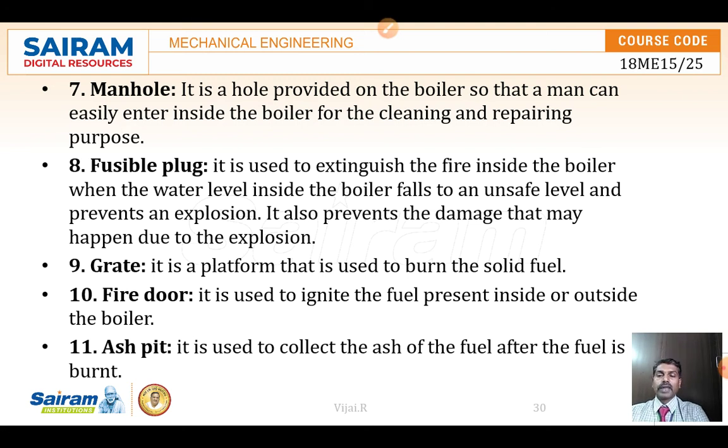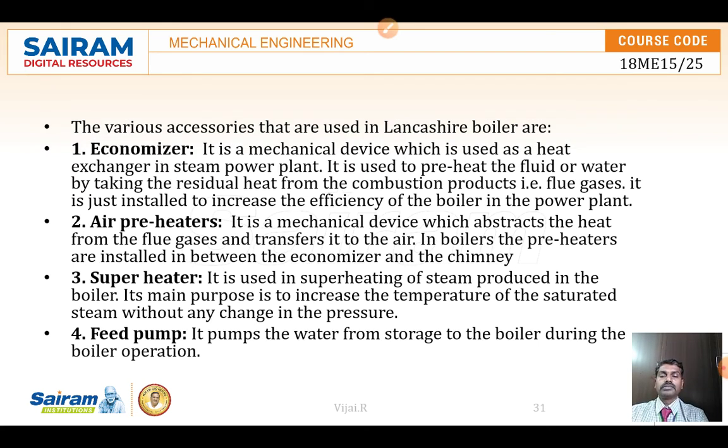The fusible plug is used to extinguish the fire in case a huge amount of heat is produced or an unsafe level of water occurs. Suddenly this fusible plug will melt and put off the fire, to avoid an explosion. The fire tube is used for igniting the fuel, and the ash pits are used for the removal of the ash after the fuel has burnt. These are all the important areas of the boiler.